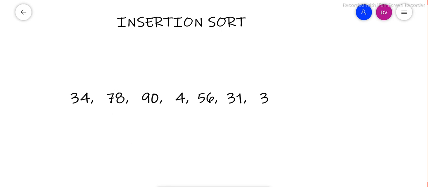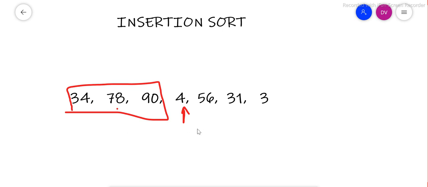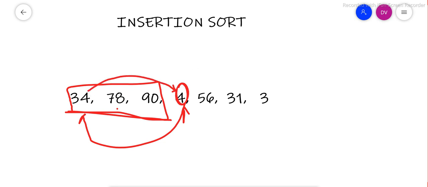Okay, so I have taken an array. How does insertion sort work? The main idea of insertion sort is, suppose I am on this index. Everything before it must be sorted, and I have to insert the current element into the correct place. If 4 is here, I have to insert it there and shift all these elements, so the total will be 4, 34, 78, and 90.